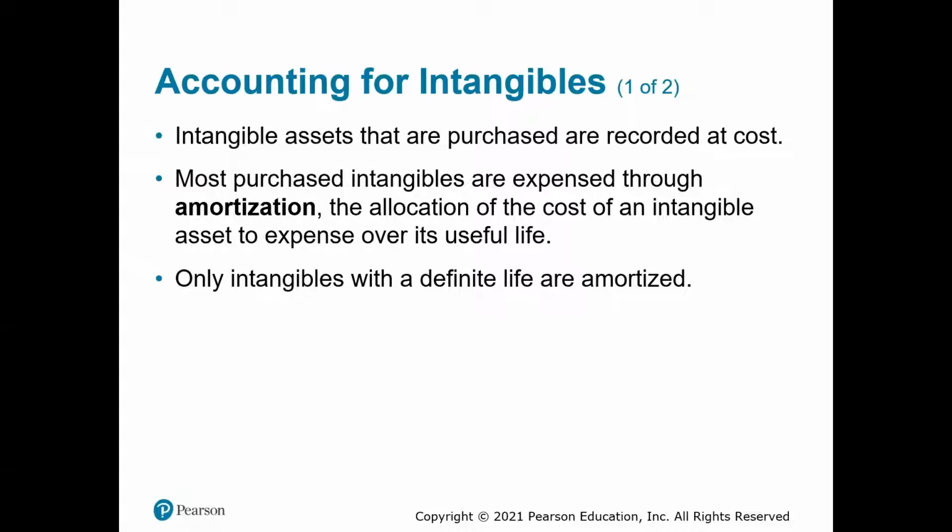Intangible assets that are purchased are recorded at cost. Now, if an intangible is not purchased, only some limited costs can be capitalized. Most purchased intangibles are expensed through amortization. And amortization is nothing but the process by which businesses spread the allocation of an intangible asset's cost over its useful life. So only intangibles with a definite life are amortized.